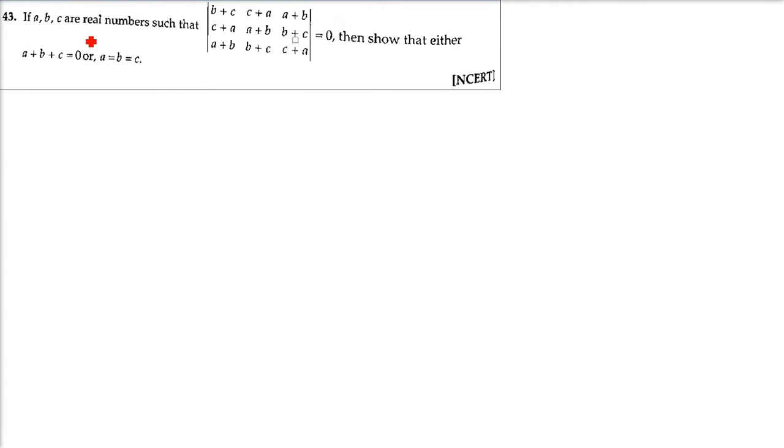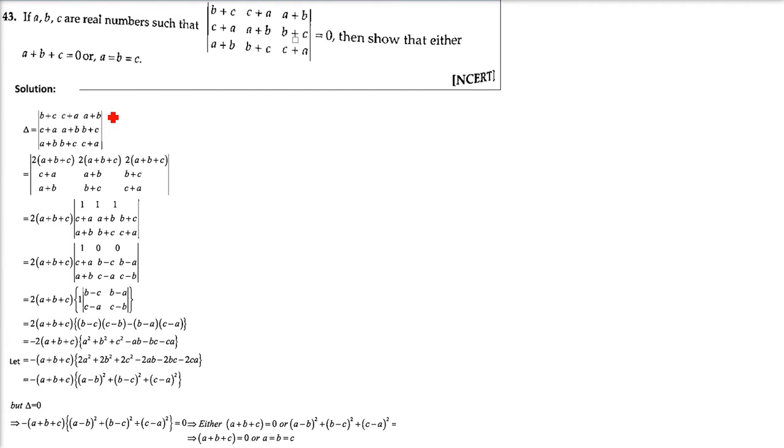Now if A, B, C are real numbers such that this determinant equals 0, this is 0 only when A plus B plus C is equal to 0 or A equals B equals C. So the first thing is row 1, row 2, row 3. If you add, what do you get? These are columns, these are rows. So row 1, row 2, row 3, just add it. I'll show you one of these.